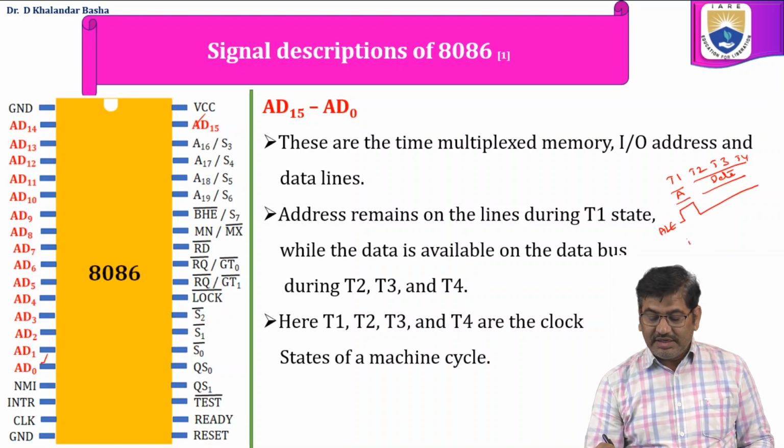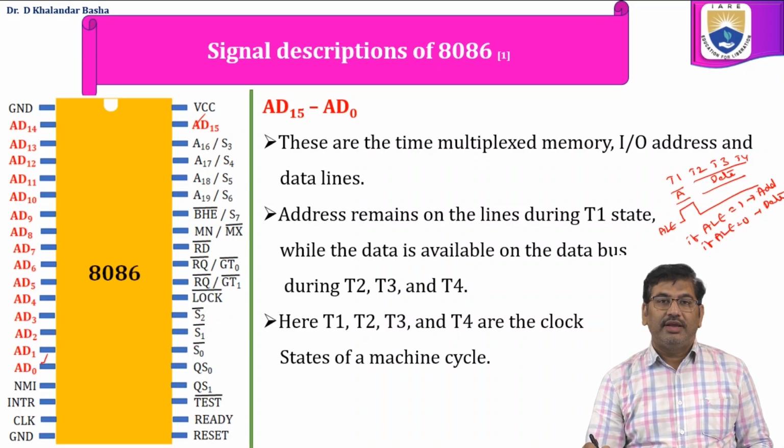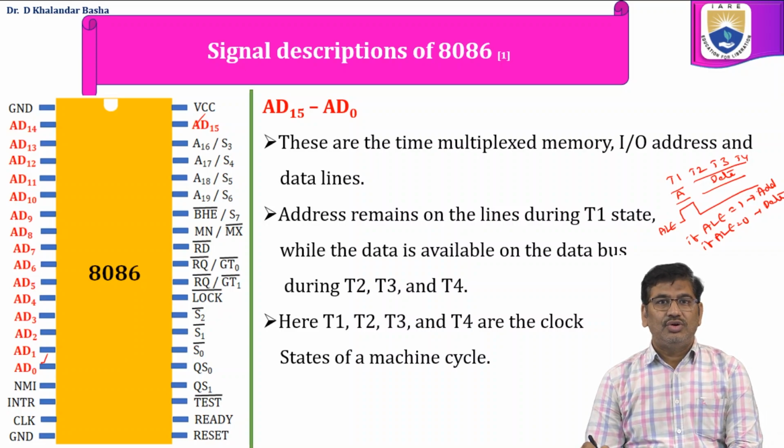When the ALE signal is equal to 1, it indicates that AD0 to AD15 contain the address information. If the ALE signal is equal to 0, then AD0 to AD15 consist of the data information on the lines.